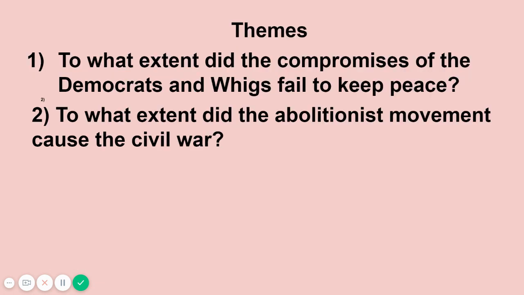So let's take a look at a couple of themes. Number one, to what extent did the compromises of the Democrats and Whigs fail to keep peace? Those compromises, the Compromise of 1850 and the Kansas-Nebraska Act, even though it doesn't have the word compromise, it was an attempt at compromise. Know them and what were their strengths and weaknesses, and why did they ultimately, why didn't they prevent war?